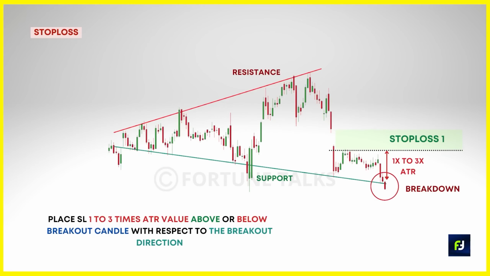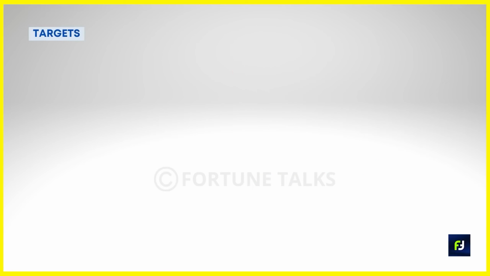So if you are very aggressive with your stop loss, you could even place the stop loss with respect to the breakout candle, provided you give enough breathing room for the price action to happen. This can be achieved if you place your stop loss by adding some buffer with anywhere from 1 to 3 times the ATR value.